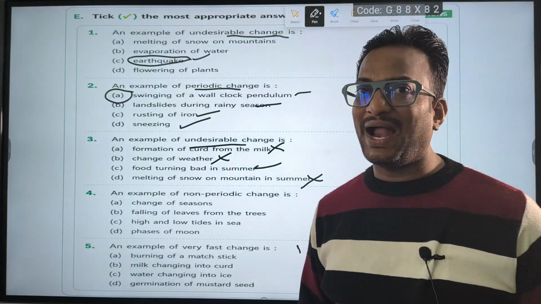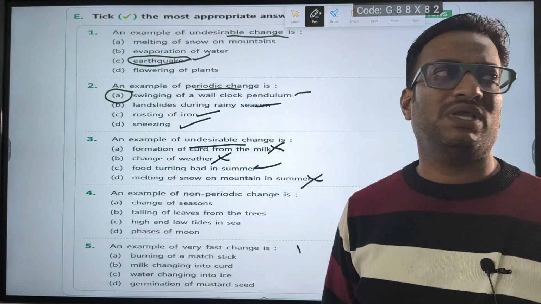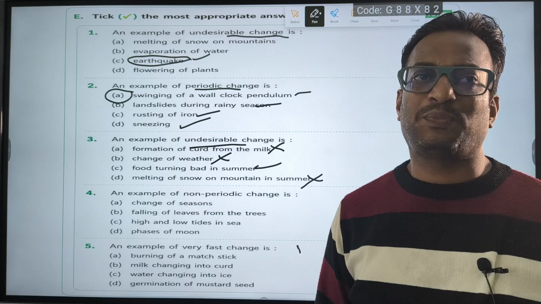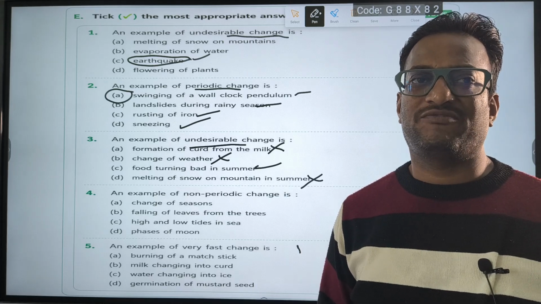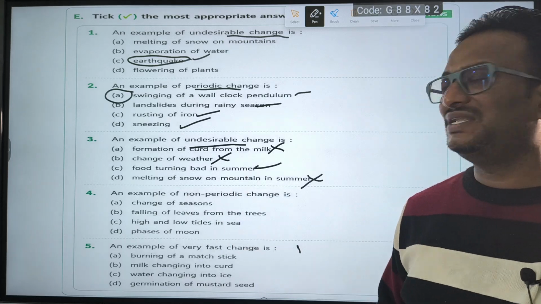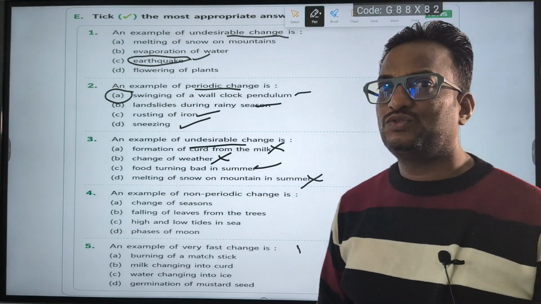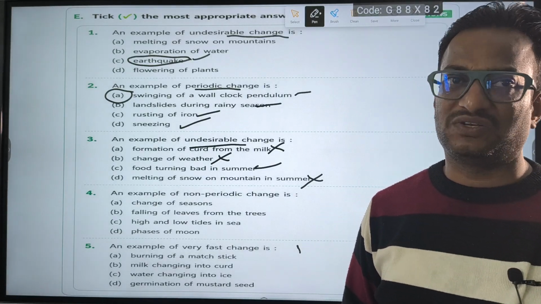So, food turning bad in summer, because in summer due to the heat, the food will get spoiled when you keep it outside for a few hours. So, it is an undesirable change, which humans do not accept.